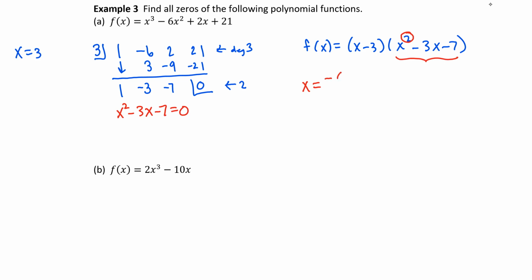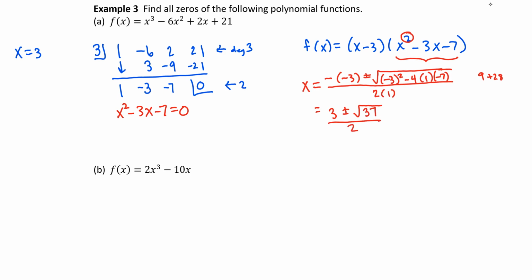So we have negative b, notice b is negative 3 in this case, plus or minus the square root of b squared. Make sure you get b in parentheses there so the square comes out positive, minus 4 times a times c, all divided by 2a. As we work this out and simplify, our discriminant, the radicand, looks like 9 plus 28, which gives us 37, all divided by 2.